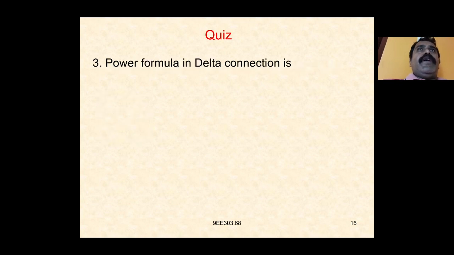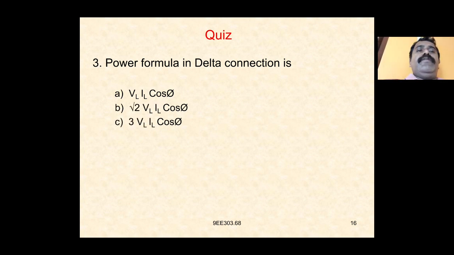The power formula in delta connection is root 3 VLL cos phi.